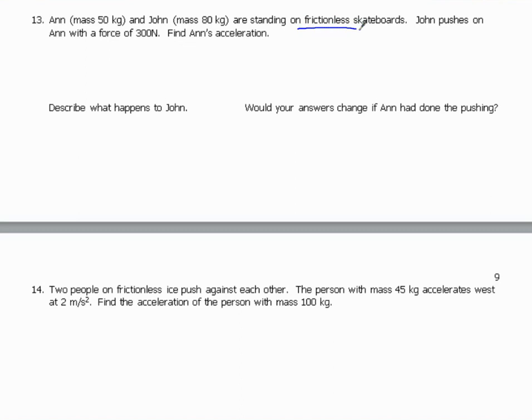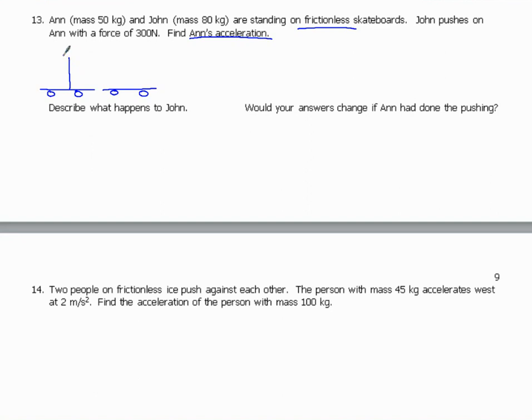So, frictionless. John pushes on Anne with a force of 300 newtons. Find Anne's acceleration. So let's draw a picture first. It doesn't need to be anything complicated. Here's a skateboard, and here's a skateboard.